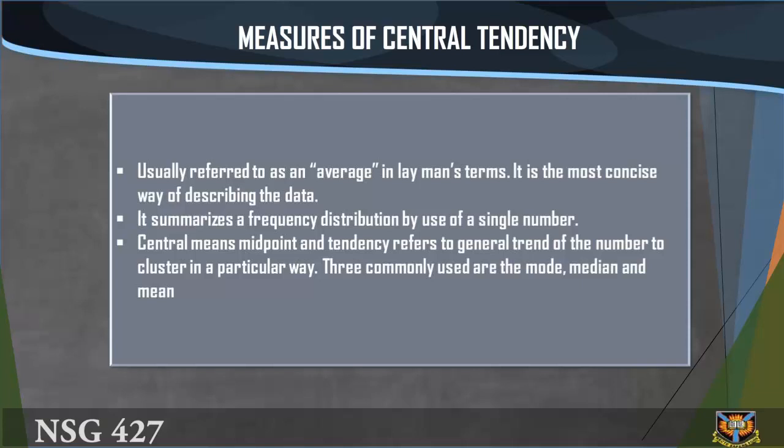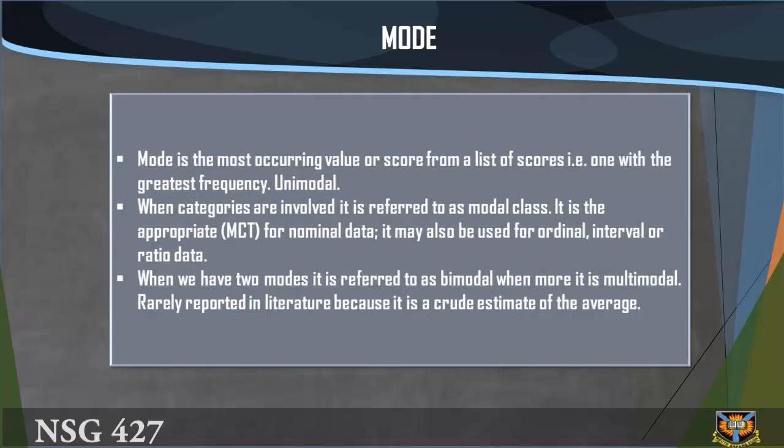Three commonly used are the mode, median, mean. Mode. Mode is the most occurring value or score from a list of scores, that is, the one with the greatest frequency, unimodal. When categories are involved, it is referred to as a modal class. It is the appropriate MCT for nominal data. It may also be used for ordinal, interval, or ratio data. When we have two modes, it is referred to as bimodal. When more, it is multimodal. Rarely reported in literature because it is a crude estimate of the average.